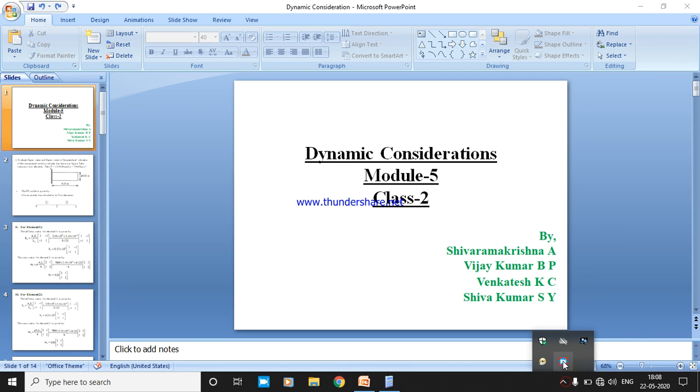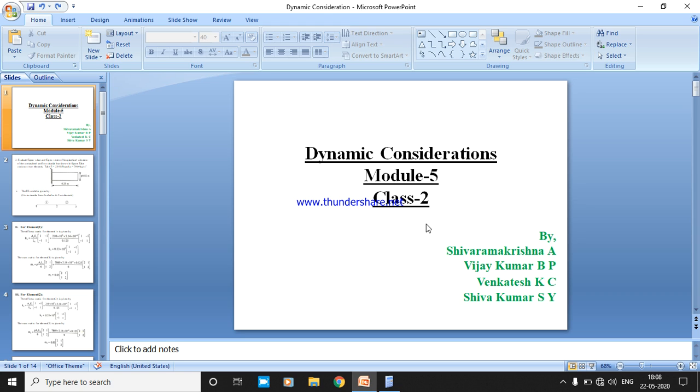Hello students. So today we are going to start dynamic consideration module 5 class 2. So in the last class we have discussed about the consistent mass matrix, lumped mass matrix for the bars, trusses and beams, and even for the quadrilateral axisymmetric also. But the problem solving, so the problems based on we have bars and beams.